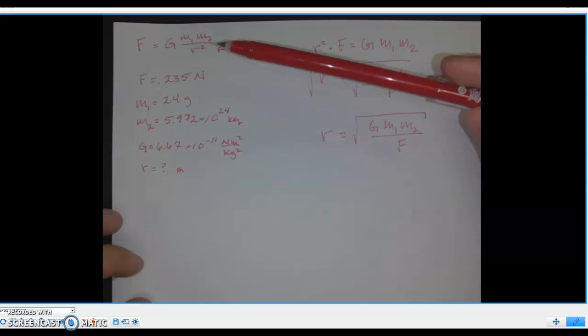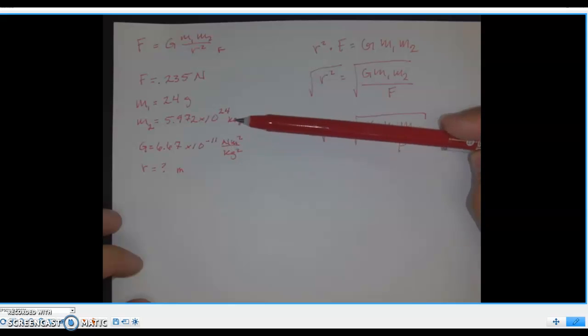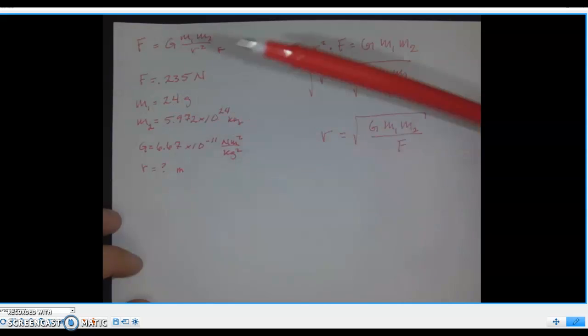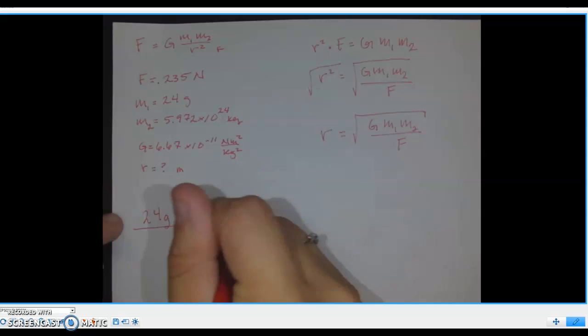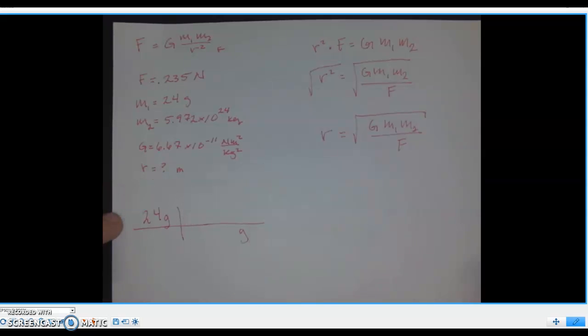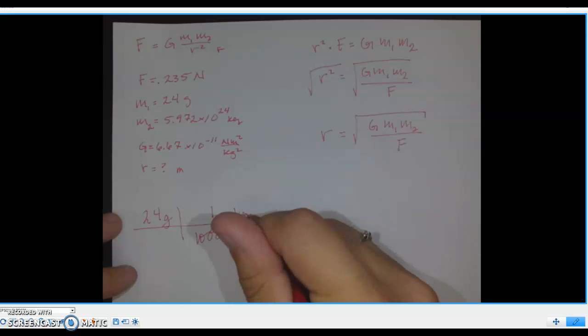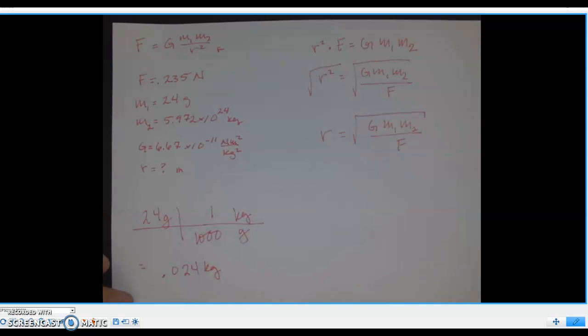Now, something I'm noticing when I look at this, newtons are good, kilograms, I have base units here, kilograms is good, but this is grams. And so we need to convert that to kilograms. So I'm going to take my 24 grams down below so it cancels, kilograms up above. 1 kilogram contains 1,000 grams, and so I get 0.024 kilograms. I started with 2 sig figs and I ended with 2 sig figs. So that's the value that I'll use.